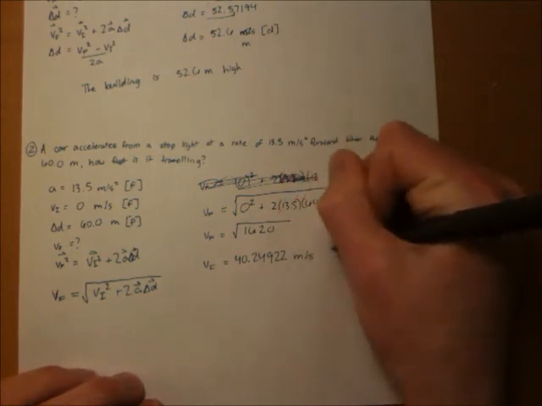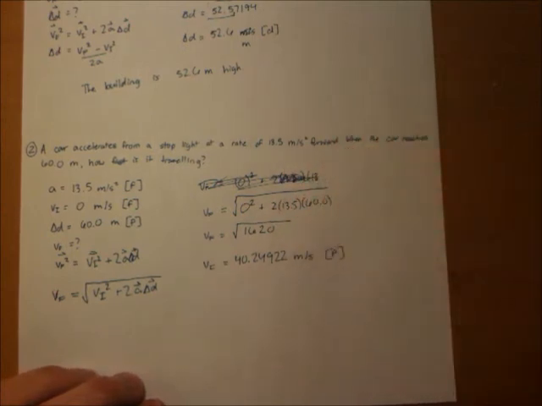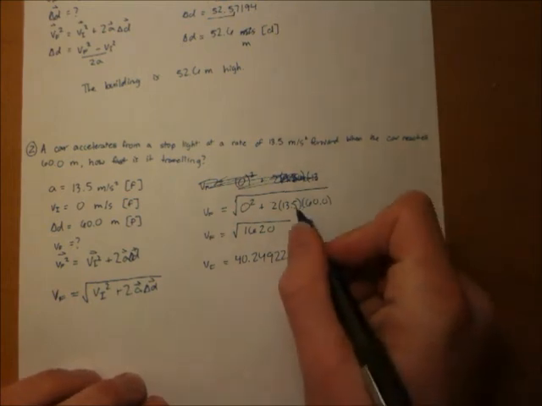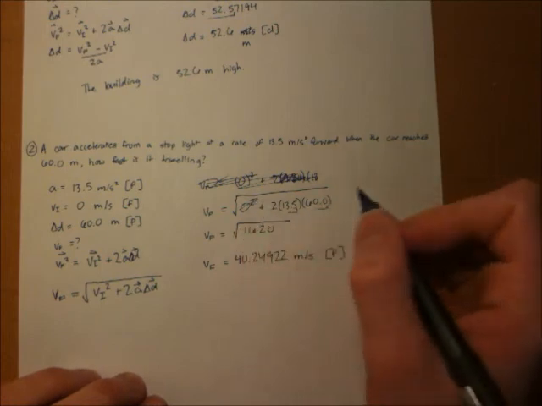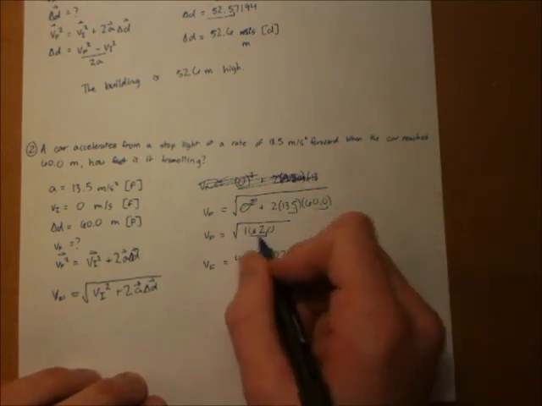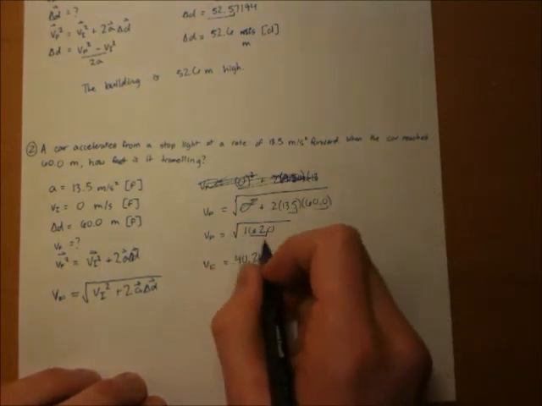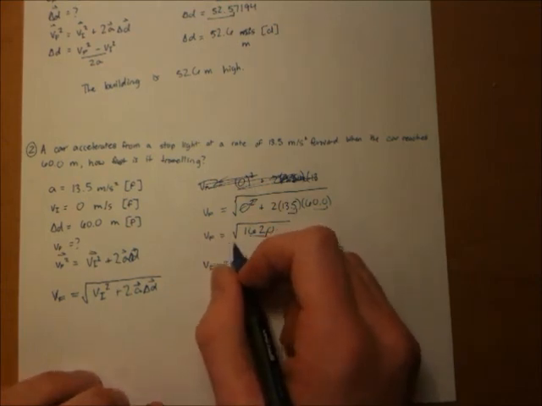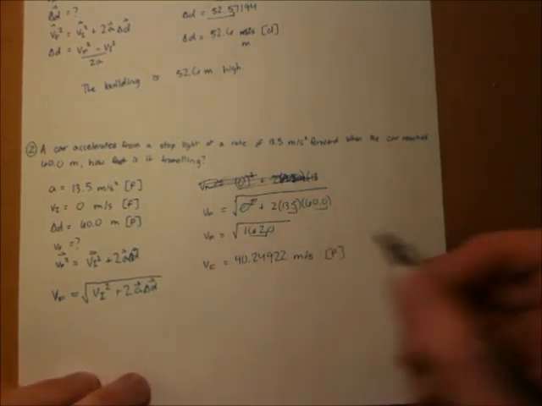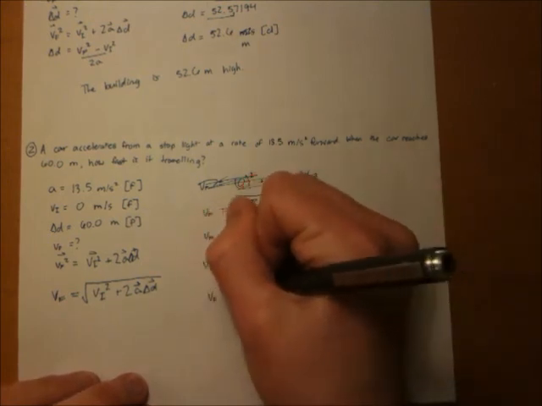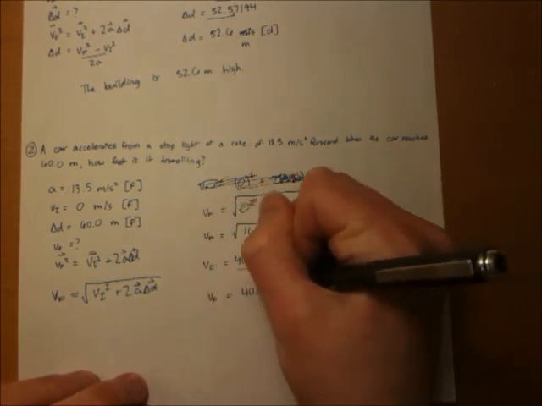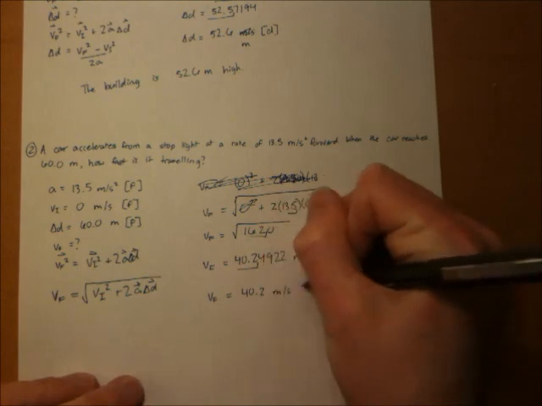Meters per second forward. And now significant digits. This one has 3, this one has 3, and this one has nothing because it is a 0. So we round that to 3 significant digits. The square root of 3 significant digits is 3 significant digits. So vf is equal to 40.2 meters per second forward.